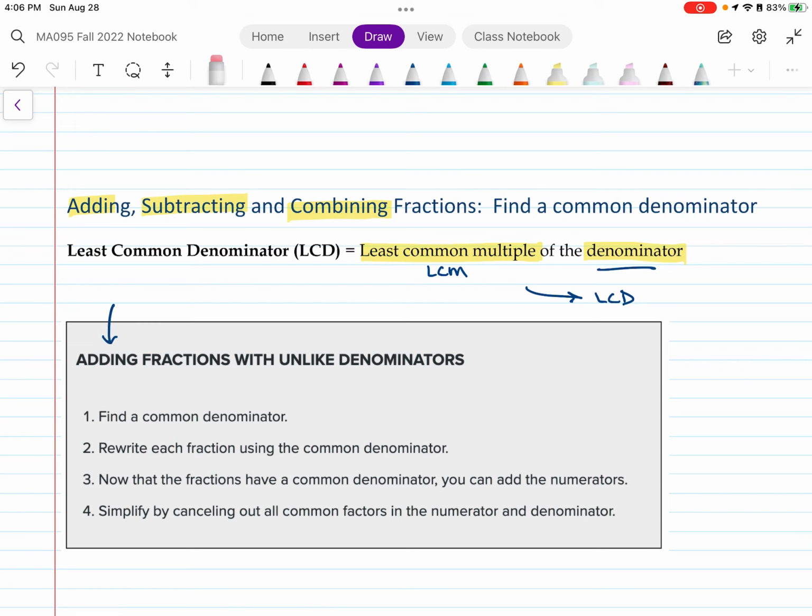So down here we have the steps for adding fractions with unlike denominators. First, we find a common denominator, and then we rewrite each fraction using that common denominator. Now that we have a common denominator, we add the numerators, and then we cancel out common factors. I like to say divide out because we're really dividing them to make one.